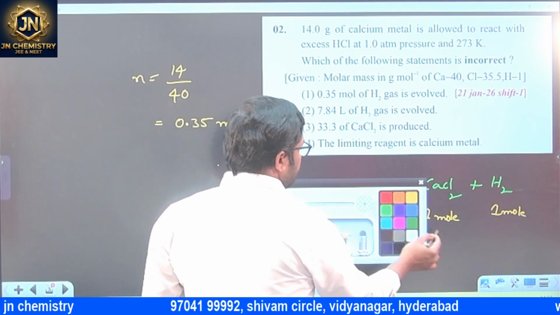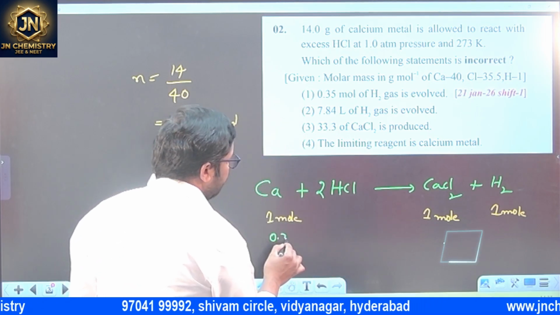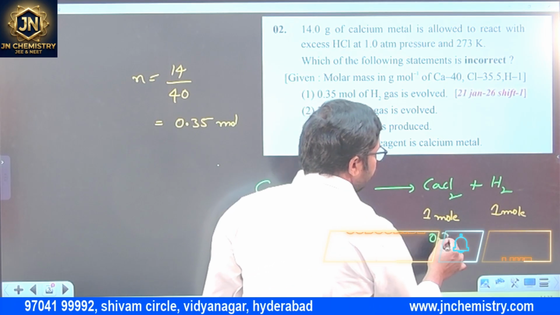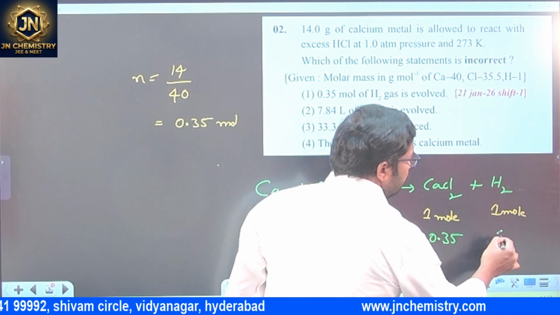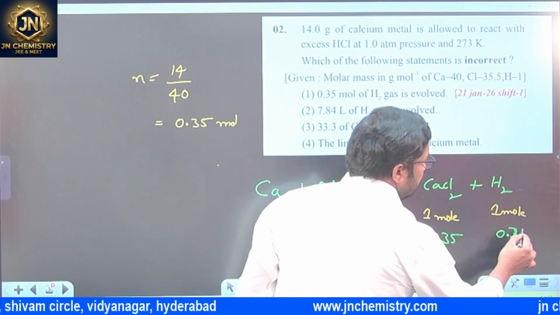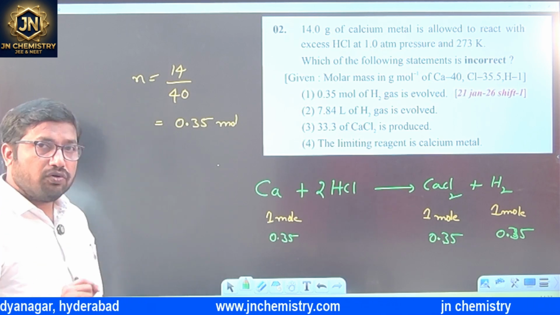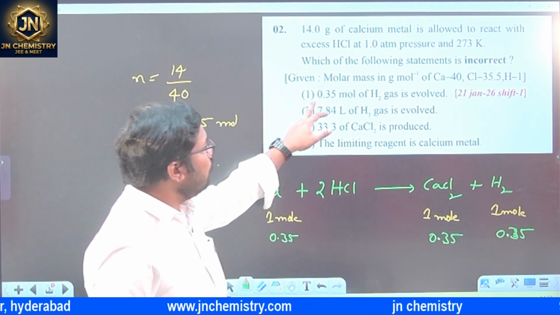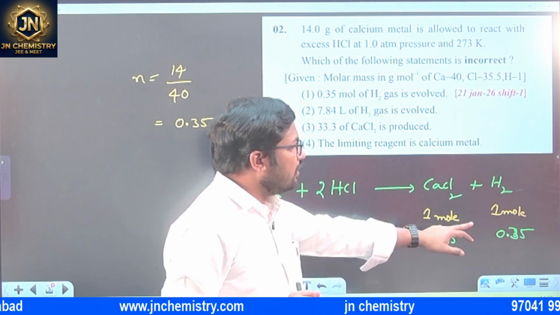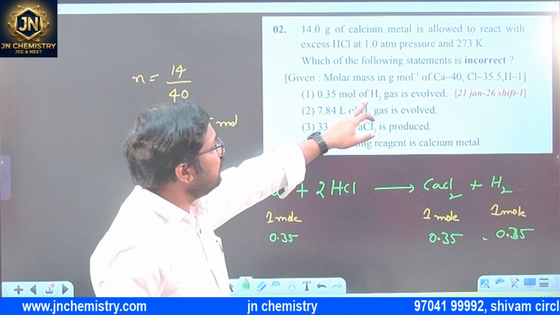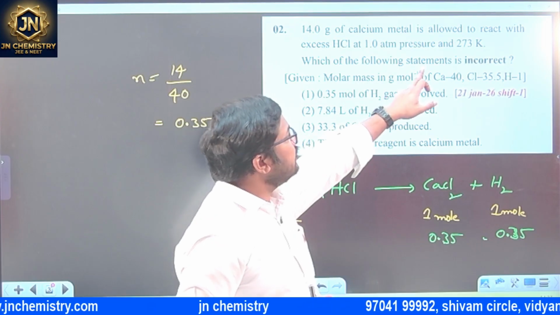So 0.35 moles of calcium is reacting. We'll get 0.35 moles of CaCl2 and 0.35 moles of hydrogen. Okay, now we'll go step by step. So 0.35 moles of hydrogen gas is evolved. Yes, 0.35 moles of H2. But what are they asking? Which of the following statements is incorrect?